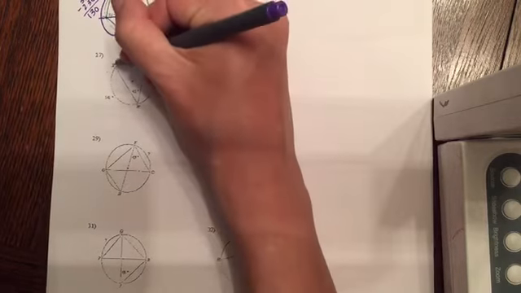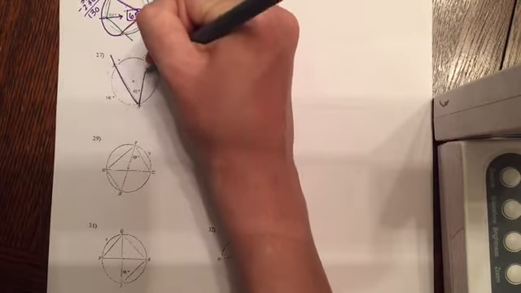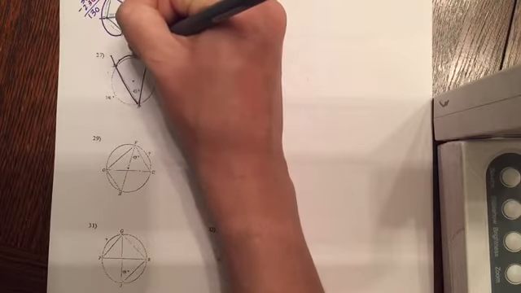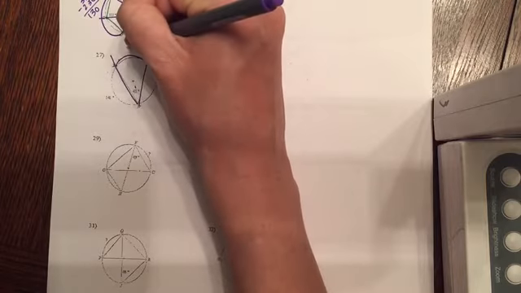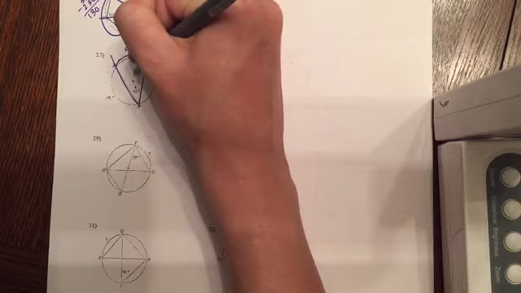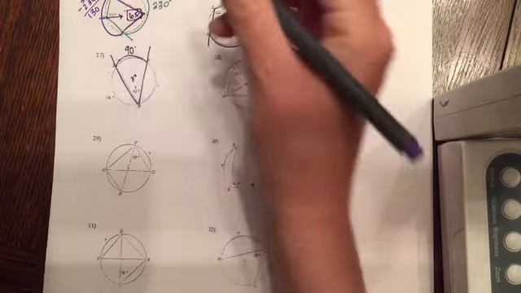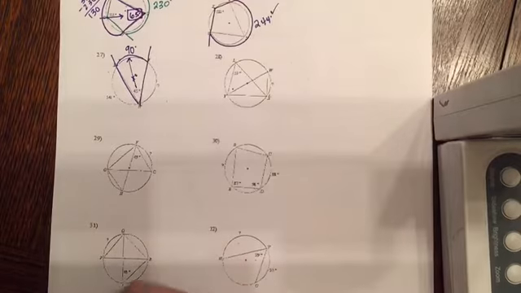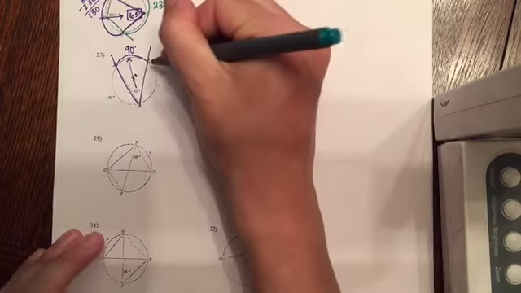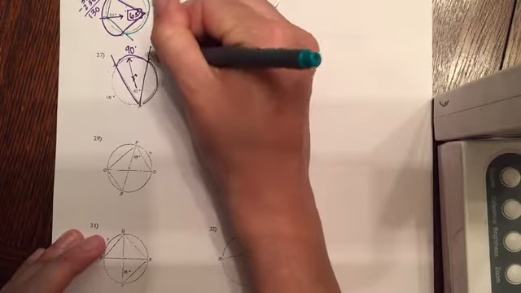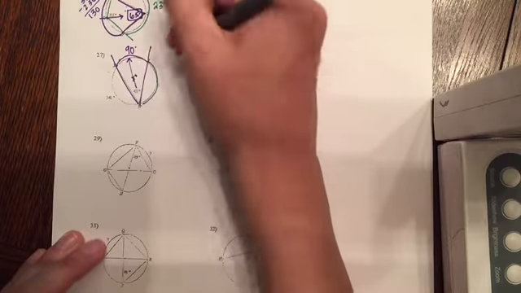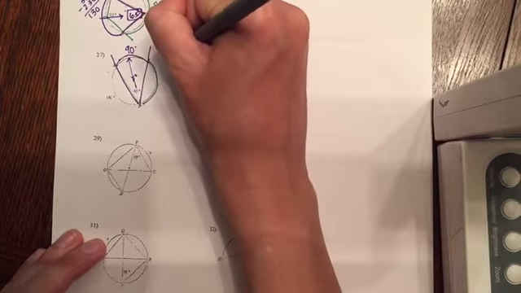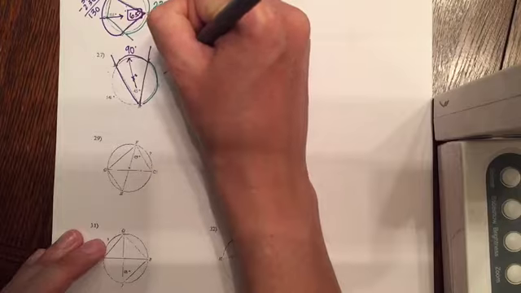On 27, I'm given this angle. I can take it out and find the arc is 90 by doubling it. But my question mark is on this side, and I know I have a full circle, so I'm going to do 360 minus the 90 minus the 141.